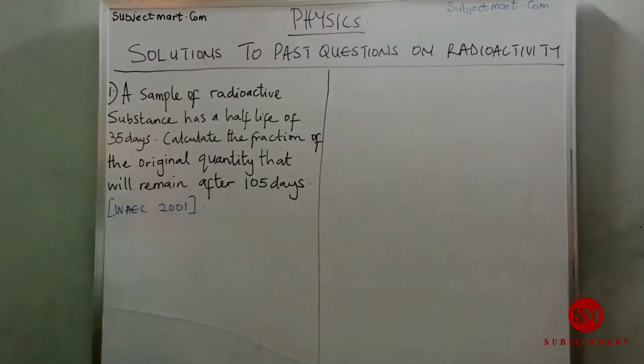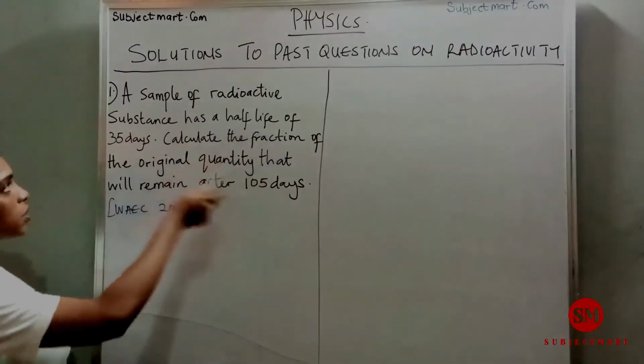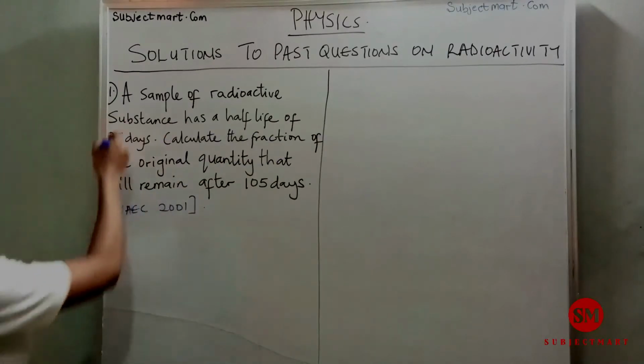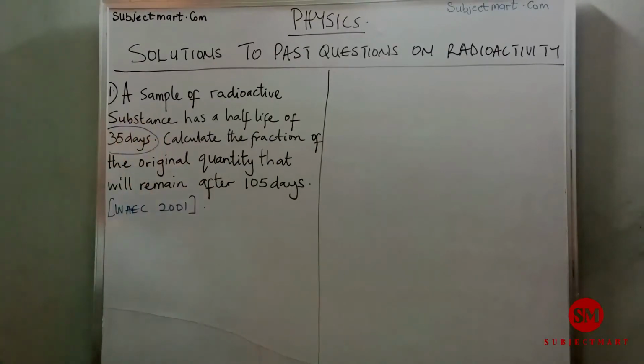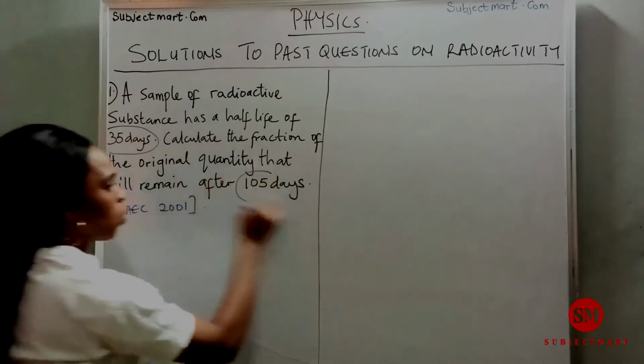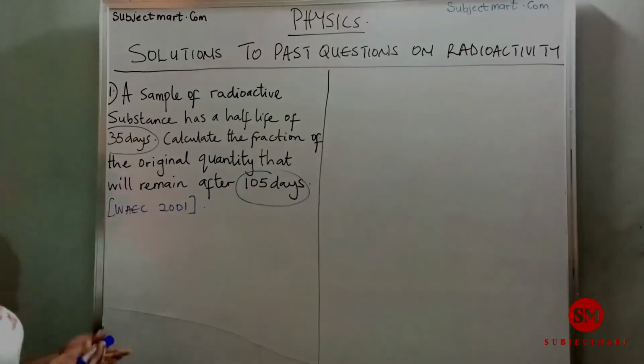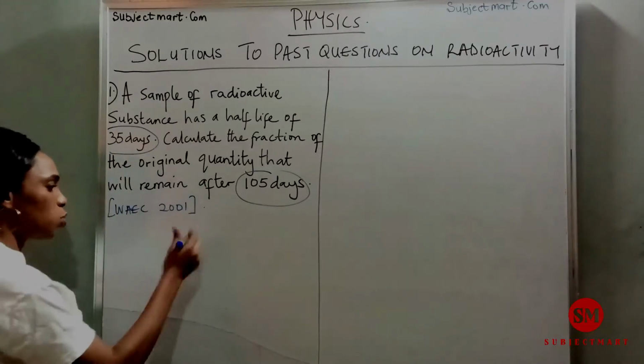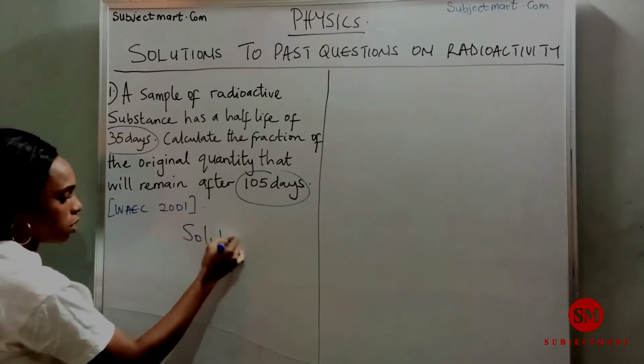And the first example we have says, a sample of radioactive substance has a half-life of 35 days. Calculate the fraction of the original quantity that will remain after 105 days. Okay, so the first thing we need to do is to write out our parameters.